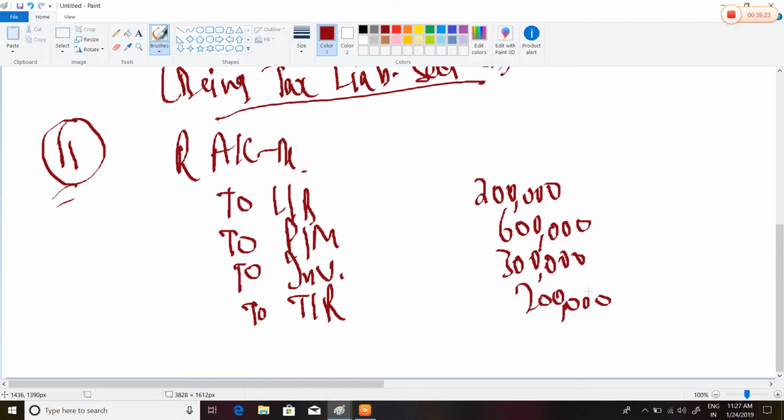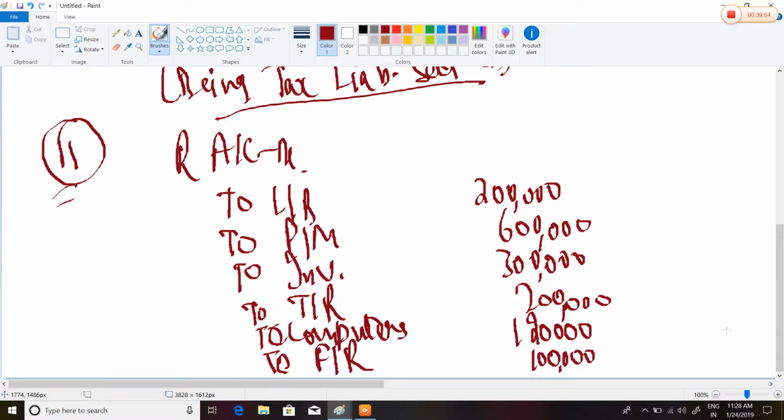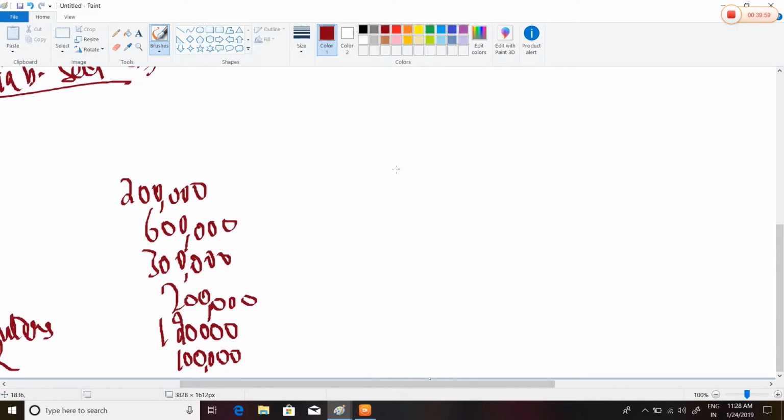Computers 1,20,000. To computers. To furnitures 1 lakh. The space is finished, so I'm writing here. Okay, the space there is finished.